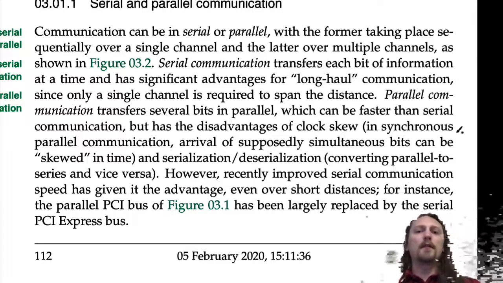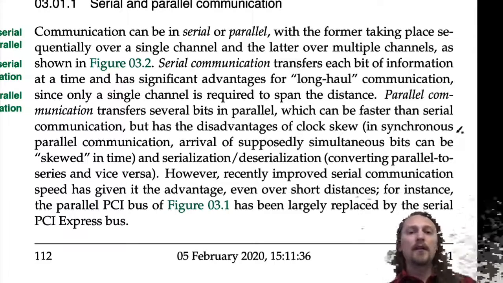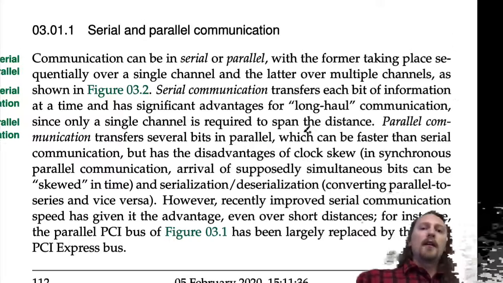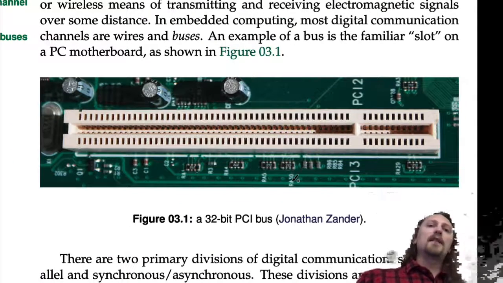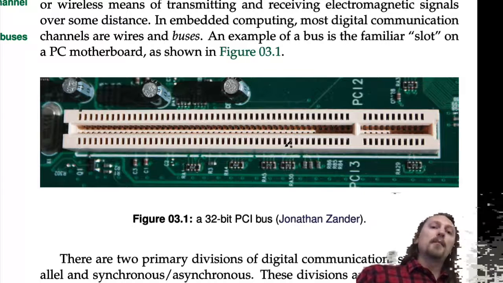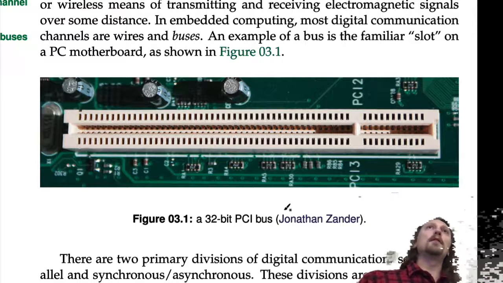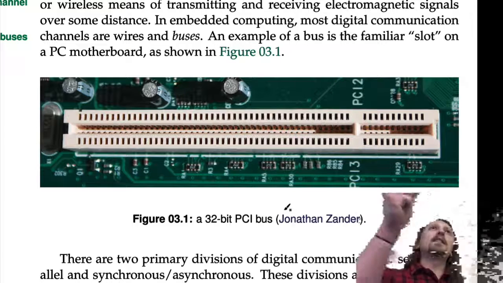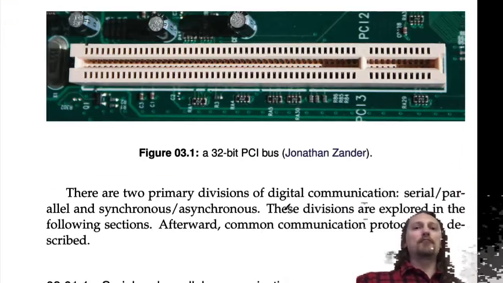However, recently improved serial communication speed has given it the advantage, even over short distances. For instance, the parallel PCI bus of figure 3.1 has been largely replaced by the serial PCI Express bus. So this is something that's kind of out of date. It's parallel, and it's been mostly replaced by something that's serial. You've probably seen the PCI Express buses as well, if you've installed those hard drives and looked in there, blown the dust out with a little canned air to see what's going on inside the chassis. You've seen these on there.